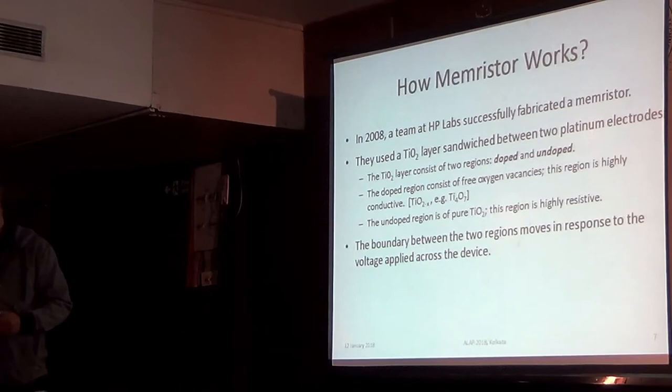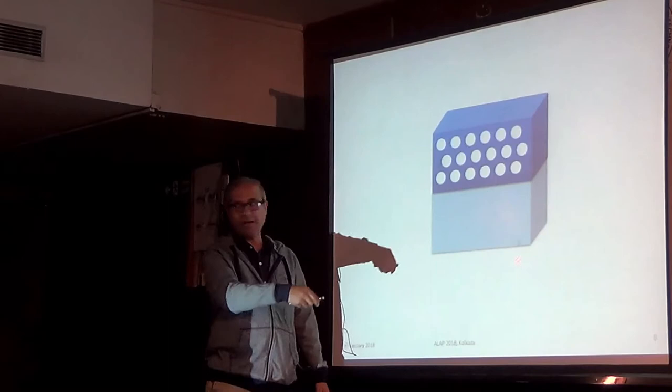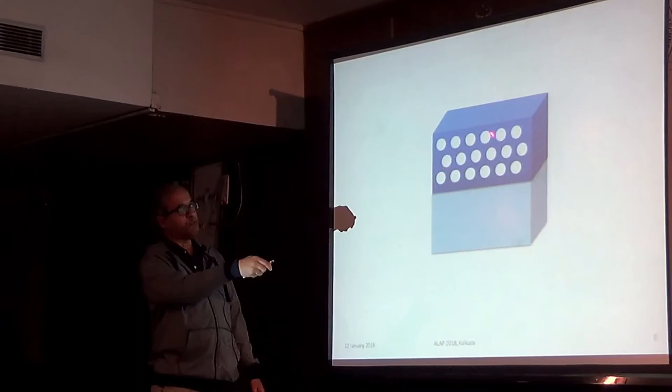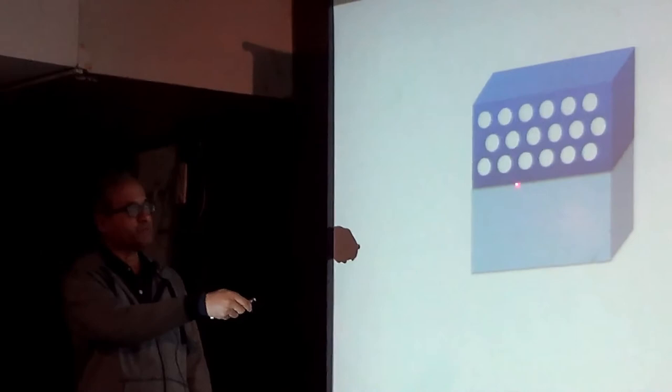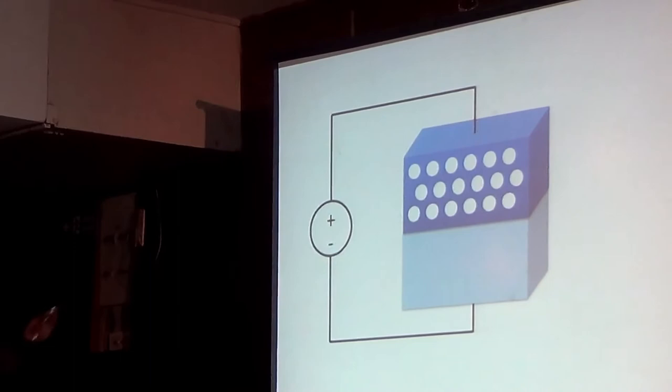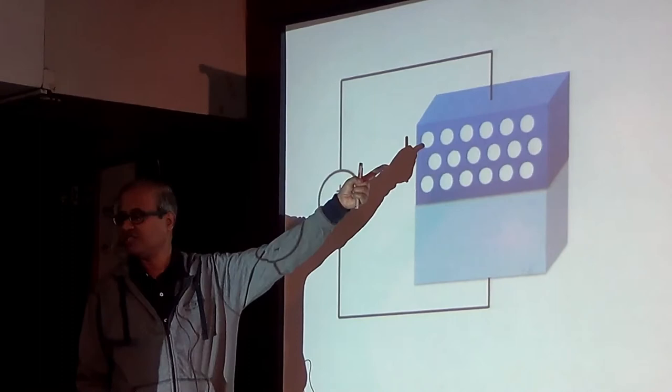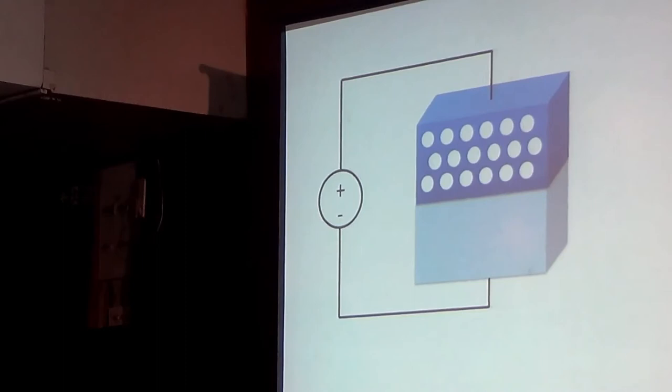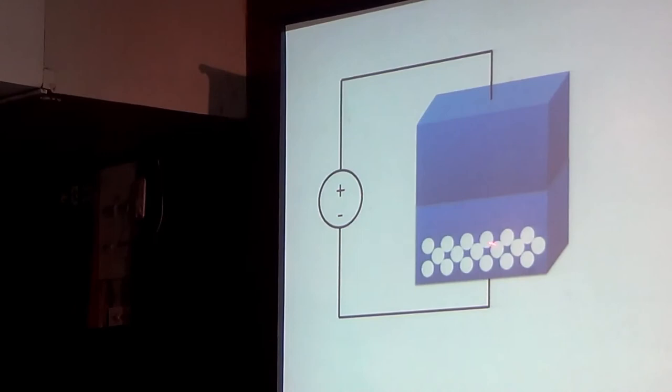Suppose this is the slab I was talking about. This was a titanium dioxide material. On one side, I have doped it with oxygen vacancies. So this part has lower resistance. This part has higher resistance. Suppose I apply what I'm calling a forward bias, a positive voltage towards the doped side. Then what will happen? These oxygen vacancies will tend to move towards the negative side because they are positively charged ions, and the overall resistivity of this slab will decrease. This is the low resistance state of the device.